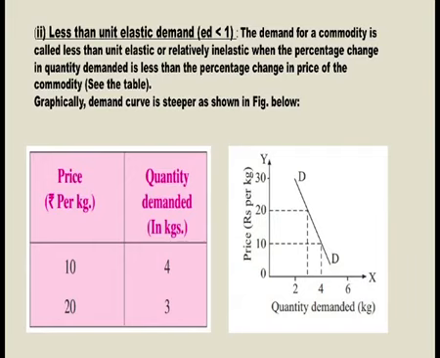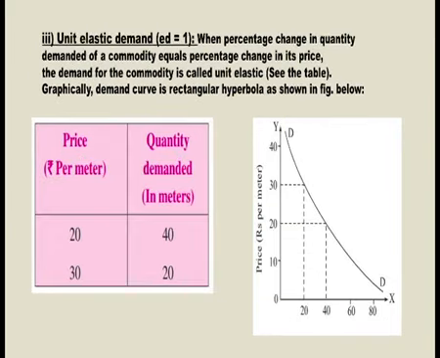Now, the third case of elasticity of demand we can see, it is elasticity of demand equal to 1. In this case, there is an equal change in quantity demanded to a change in the price of the commodity. When the price of the commodity decreases by 10%, the quantity demanded increases by 10%. That means the change in the quantity demanded is proportionate to the change in the price of the commodity. You can see the table also.